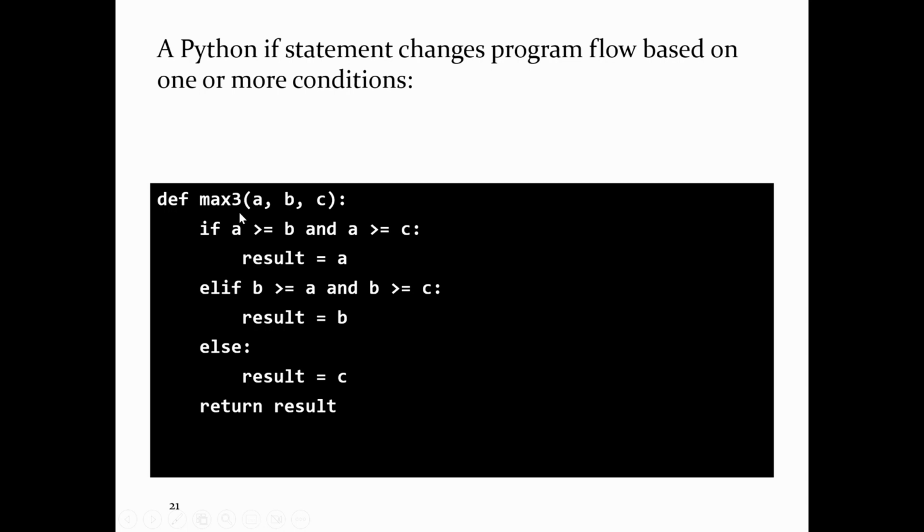So here's our method max3. It returns the maximum value of a, b, and c. If a is greater than or equal to b, and a is greater than or equal to c, then the result is obviously a. A is the largest value. Else if b is greater than a and b is greater than or equal to c, then the result is b. Otherwise, there's only one choice: the result is c. And then I can return the result at the end. There are many different ways to write this method. This is just one of them.